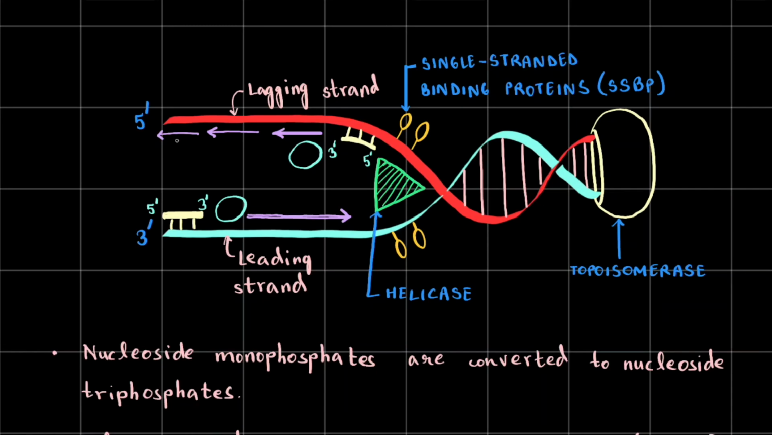And these little fragments of DNA, of daughter DNA, that are formed, these are known as Okazaki fragments. Okazaki was the name of a scientist and it's named in his honor. So these are known as Okazaki fragments.